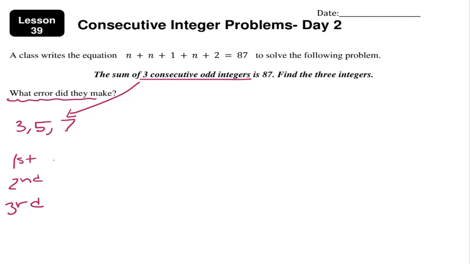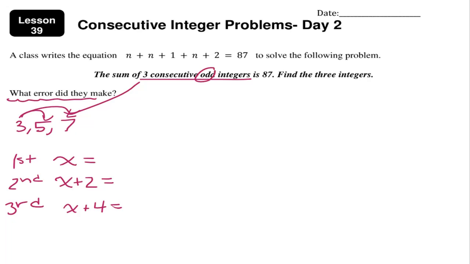And I always start with x. So x is always my first one, and then I move to the next integer, thinking about what rule I have to use to go from here to here. My second one would be x plus 2. And then my third one, how do I get to that third number using x? I'm going to have to add 4. Now right away I can see that's not what the class did. So it seems like maybe they used consecutive and just forgot the word odd.